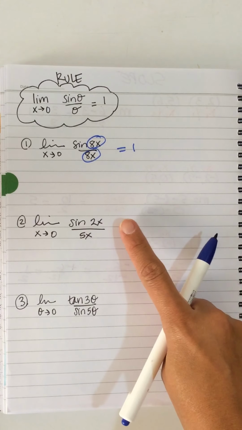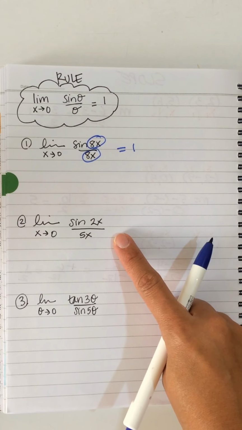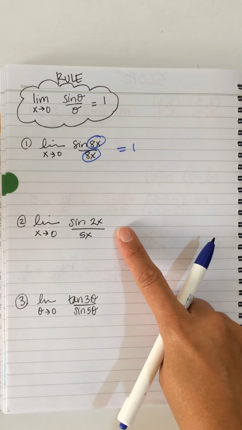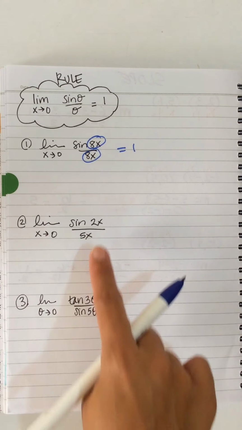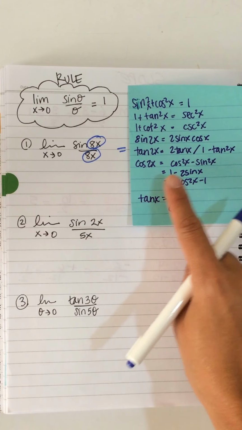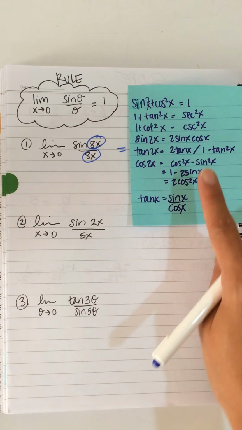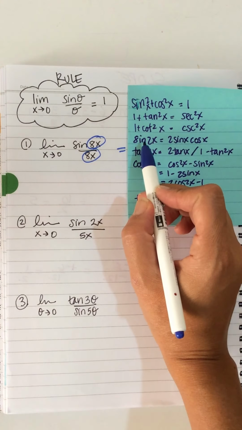Here's one that's a little different. It's the limit as x approaches 0 of sine 2x over 5x. Those values are not the same, so you have to manipulate it a little bit to get it the same. One thing you can do to start off is to rewrite sine 2x using your double angle identity. Remember this stuff we learned last year, sine 2x is 2 sine x cosine x. So I'm going to replace that.